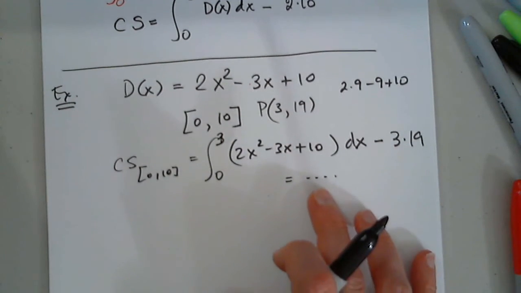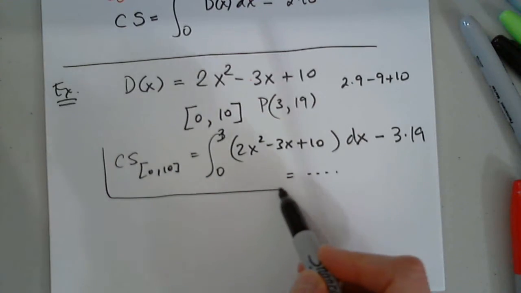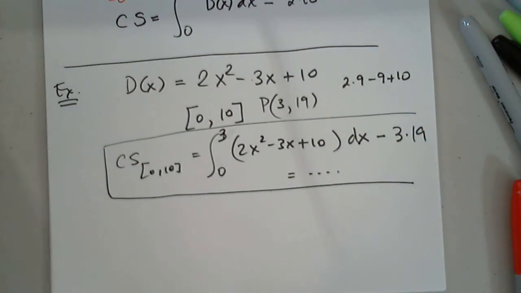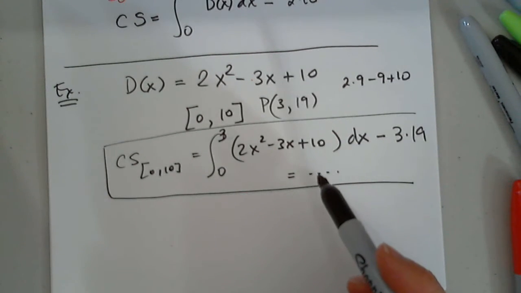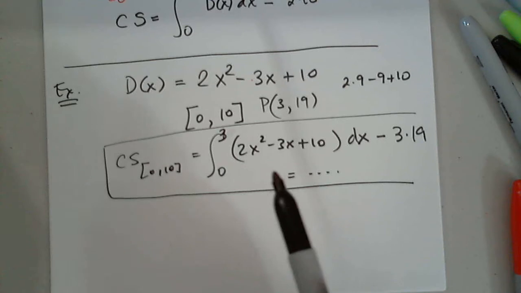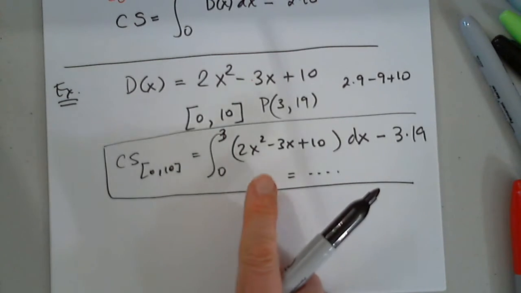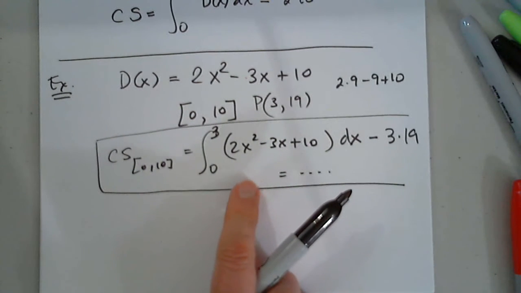If you want me to finish it up, I can. But this was the example that I wanted to show you before we look at the producer surplus and also continue with the consumer surplus and producer surplus at the equilibrium point. Do you want me to finish it up, or is it clear what we're trying to do here? Anyone?